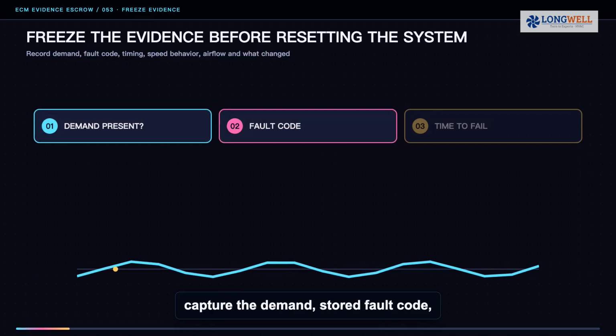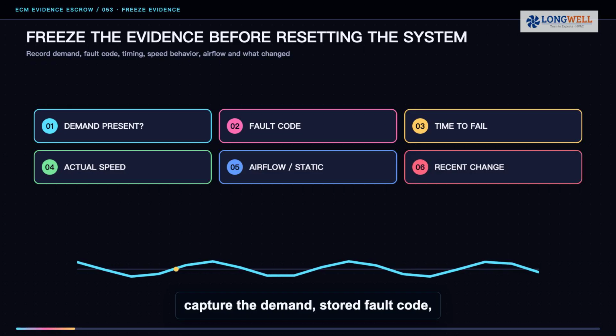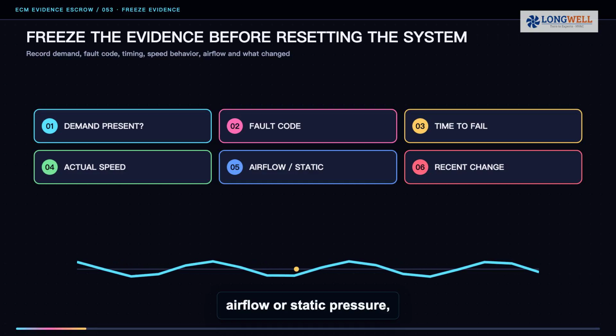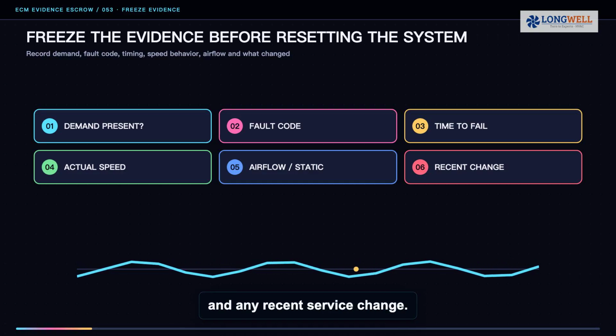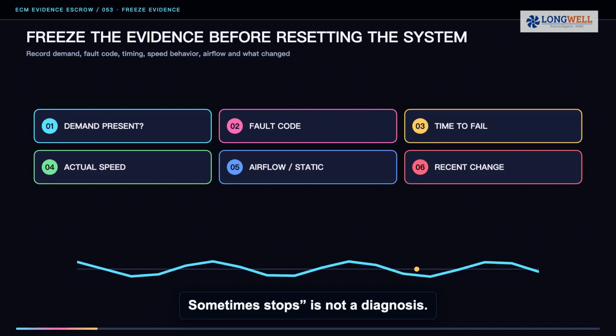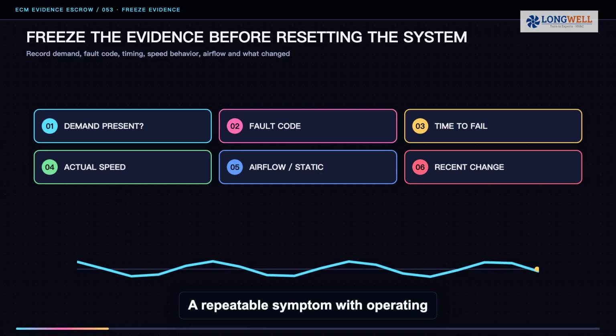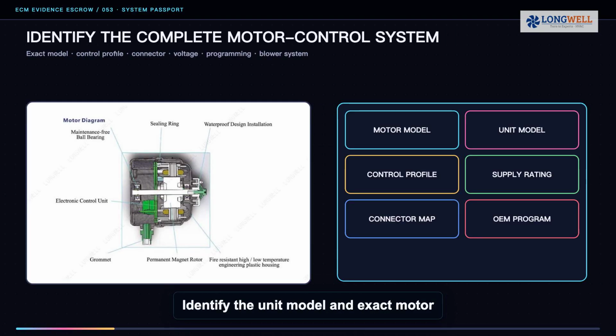Before resetting power, capture the demand, stored fault code, time to failure, actual speed behavior, airflow or static pressure, and any recent service change. "Sometimes stops" is not a diagnosis. A repeatable symptom with operating context is. Identify the unit model and exact motor label, then lock the control profile, supply rating, connector map, OEM programming, blower wheel, and air system data.